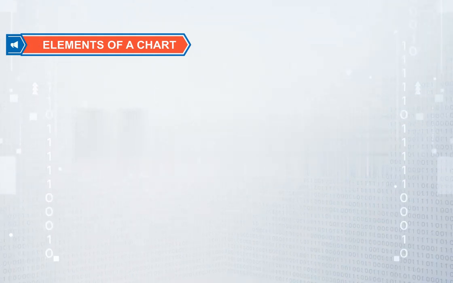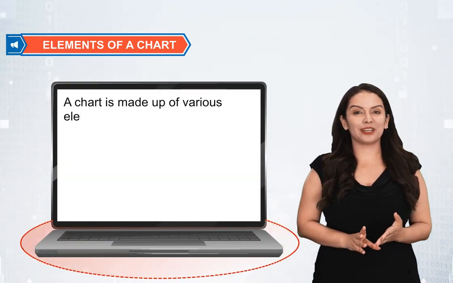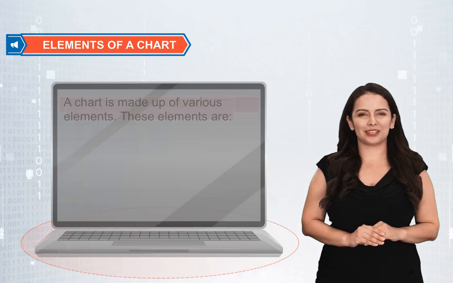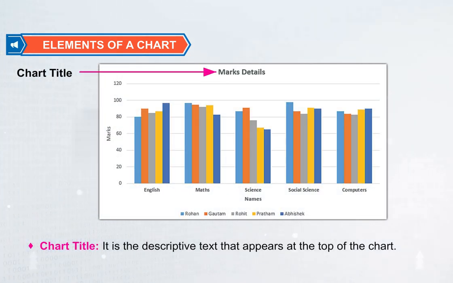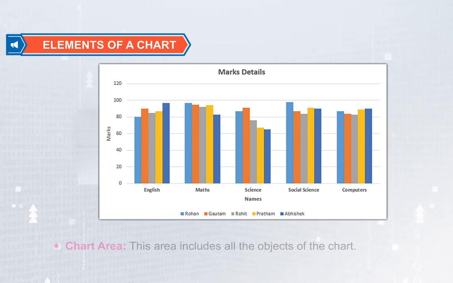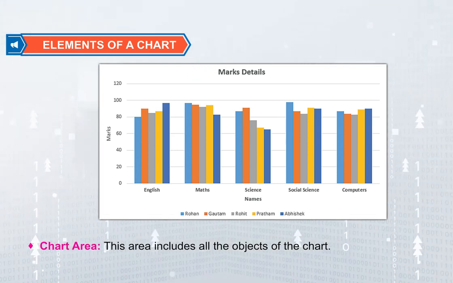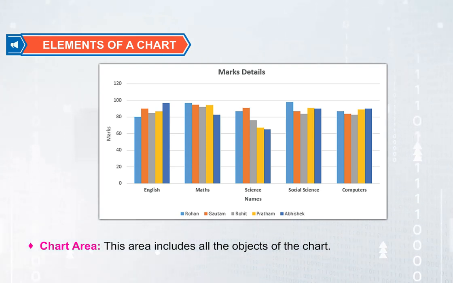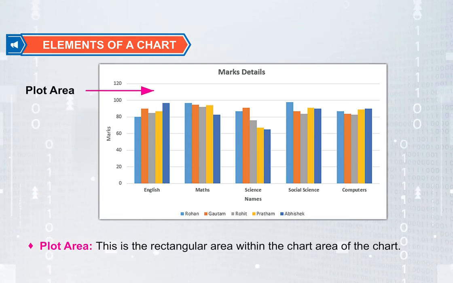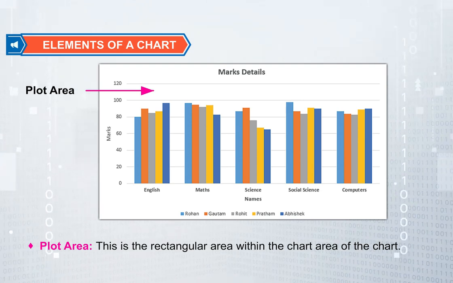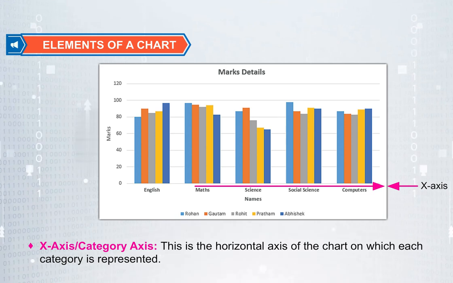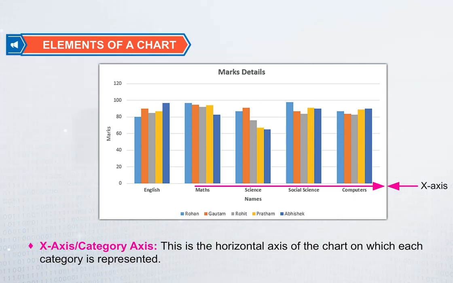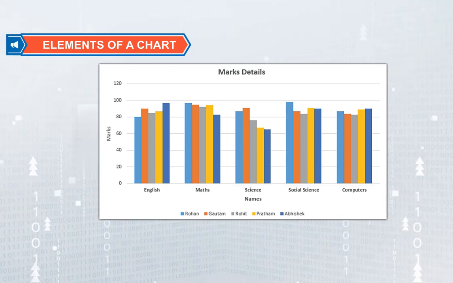Elements of a chart. A chart is made up of various elements. These elements are: chart title. It is the descriptive text that appears at the top of the chart. Chart area. This area includes all the objects of the chart. Plot area. This is the rectangular area within the chart area of the chart. X-axis or category axis. This is the horizontal axis of the chart on which each category is represented.